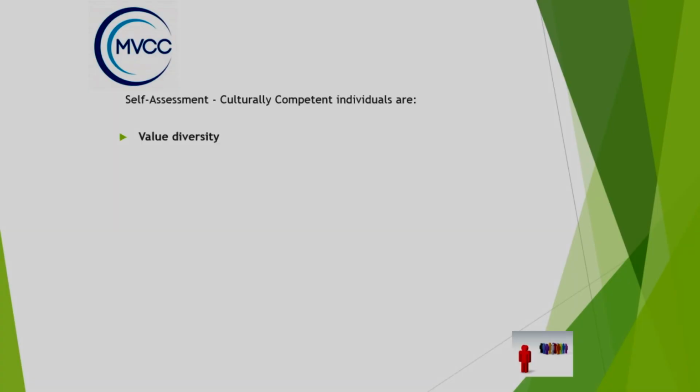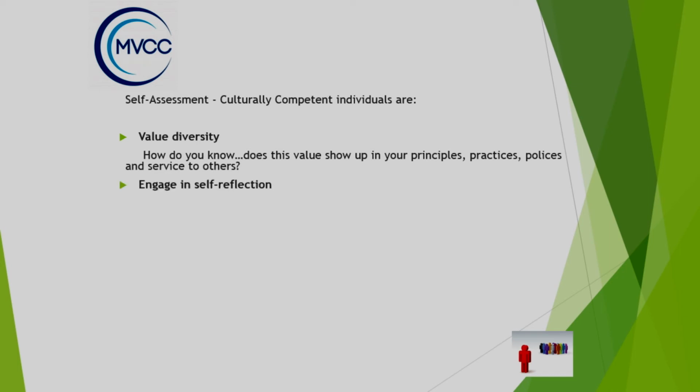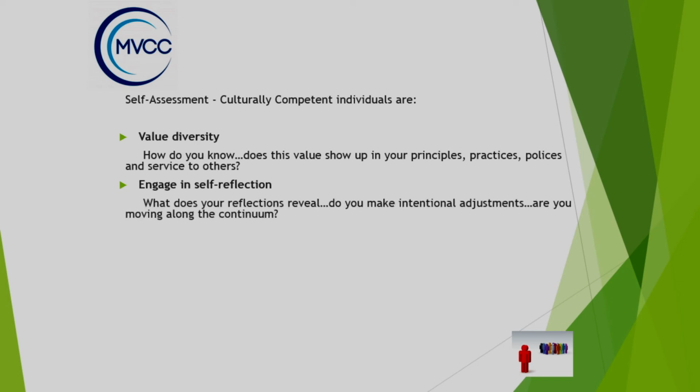Next part of self-assessment is value diversity. How do you know? Does the value show up in your practices, your principles, and who you serve? Dig deeper. Engage in self-reflection. That's what I've spoken on a lot. Just engage in yourself. What are you doing to make adjustments to understand?